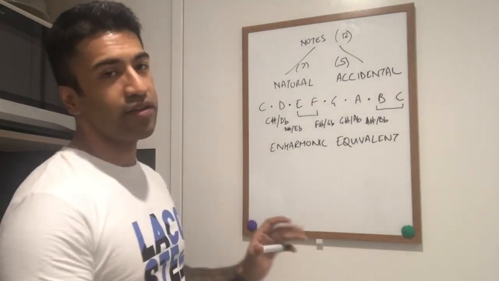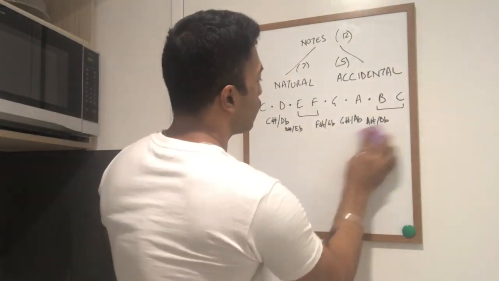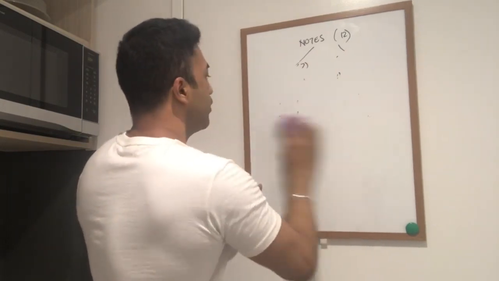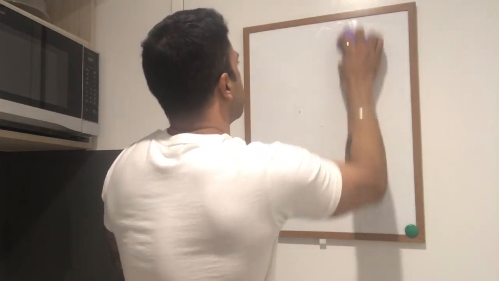So with that, we've cleared level 1, which happens to be note theory. Now we move on to the next part of this video, which is understanding intervals.